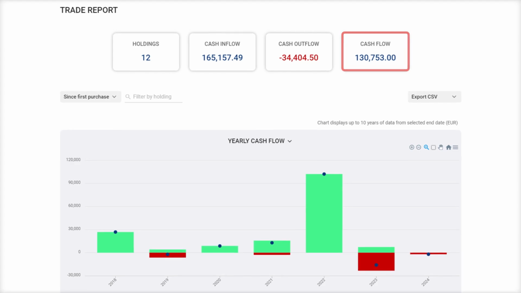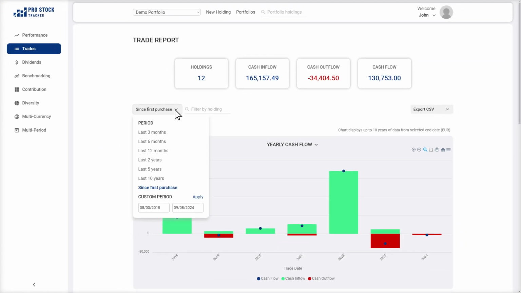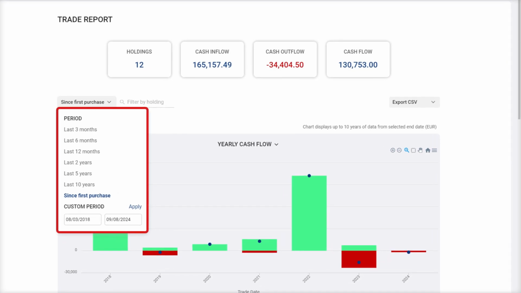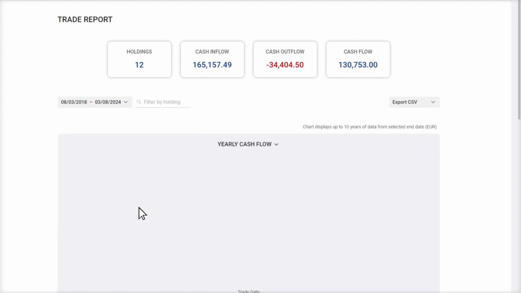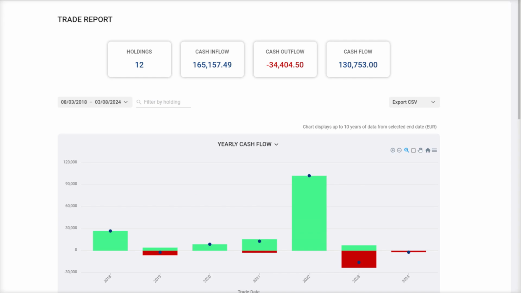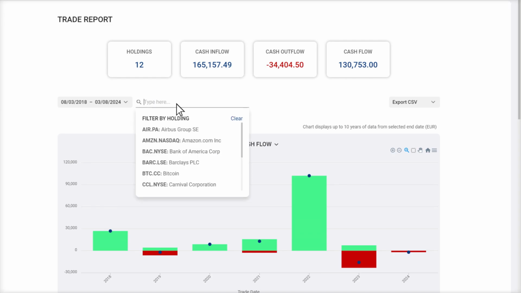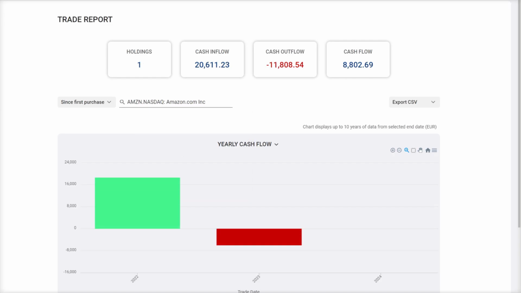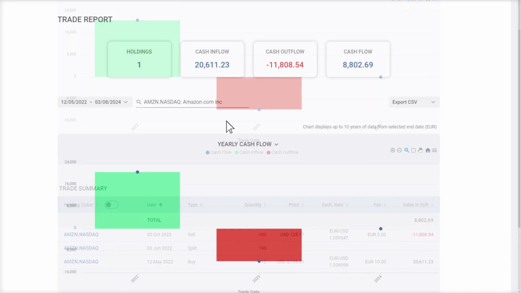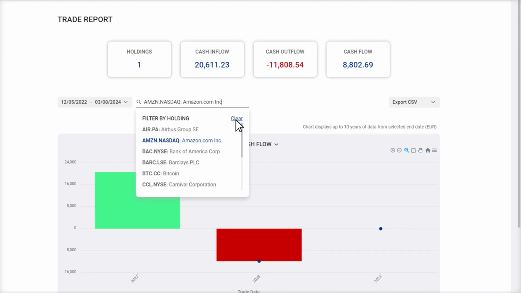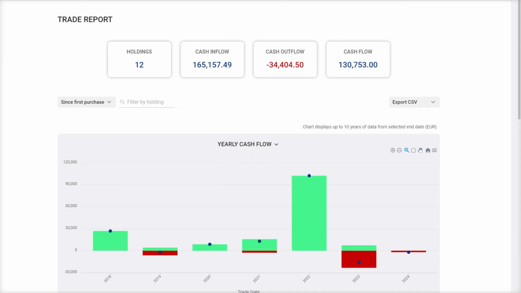You can apply filters, such as choosing a specific date range from our preset options, or by entering a custom start and end date. You can then select a specific holding from the drop-down menu to focus the report on its transactions only. Lastly, you can download the report data for your holdings as a CSV file.